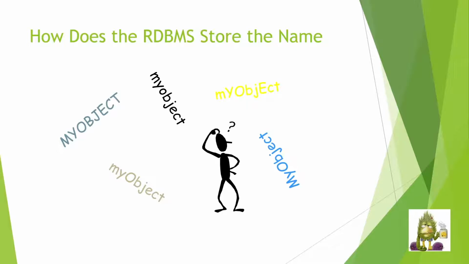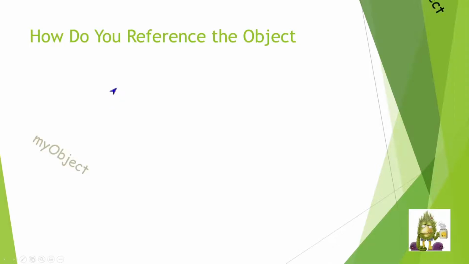So if you created a really nice looking name using something like Pascal case, keep in mind that once it's in the database, it will be all uppercase and not quite as readable as you expected it to be. The other side of this choice has to do with how you reference that object once you've created it.